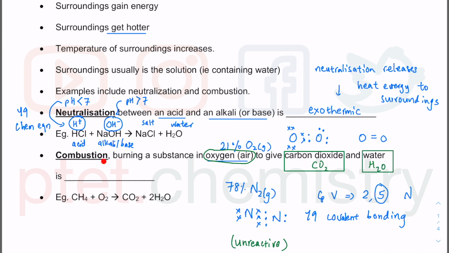When you burn something, you can feel the heat, you get hotter. That's because combustion releases heat to the surrounding. Combustion is also an example of an exothermic reaction. Exothermic reaction releases heat energy to the surrounding. Exo means release outside, but thermic refers to heat, so exothermic means release heat energy to the surrounding.